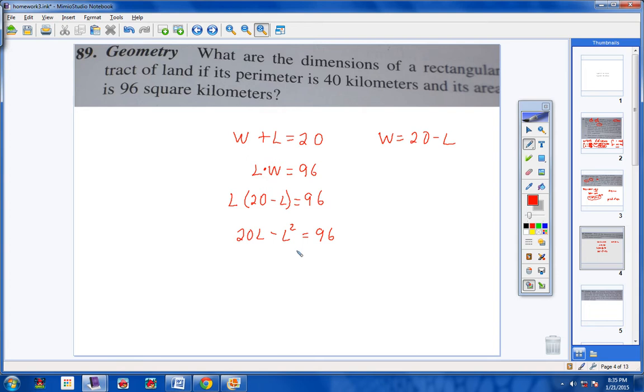Now we want to get one side equal to 0 because we have a quadratic equation. We might be able to factor it, so negative L squared plus 20L. So I wrote this term first and this term second, no big deal. And then I'm going to bring the 96 over and make it a negative 96 equals 0. Now, whenever you're trying to factor, hardly ever do you want your first term negative. So let's go through and change all the signs. L squared minus 20L plus 96 equals 0. Okay, there we go.